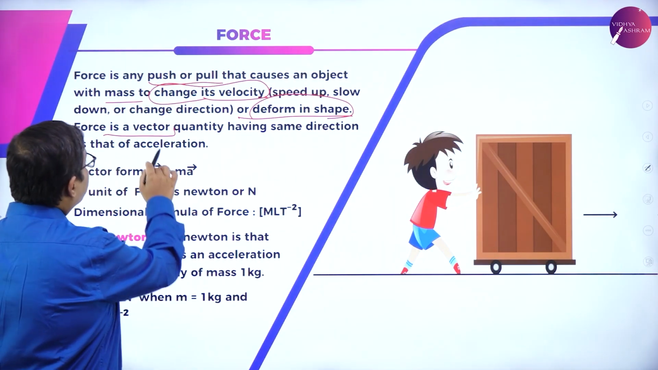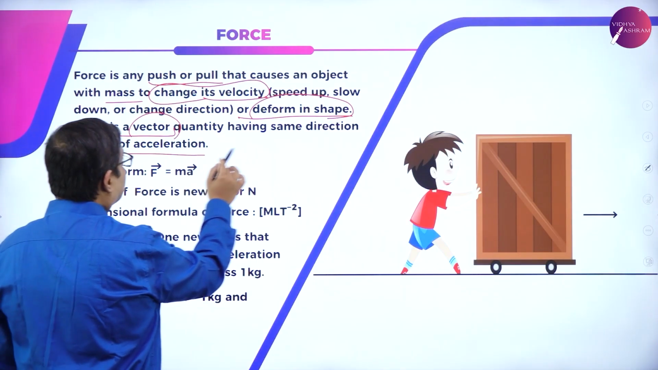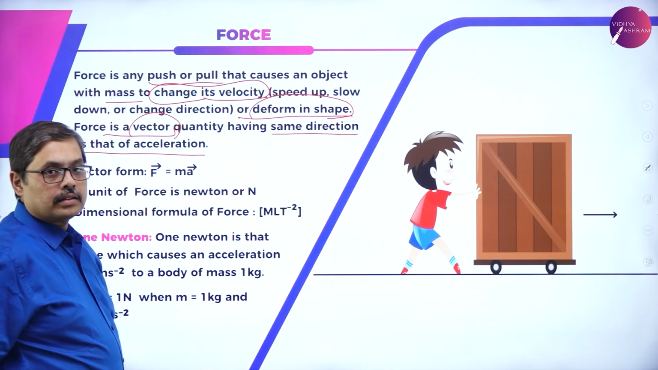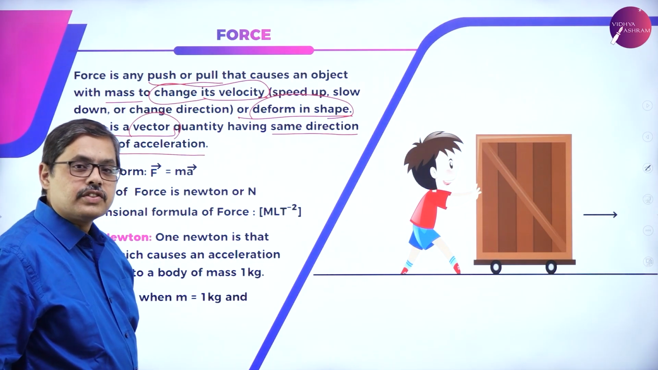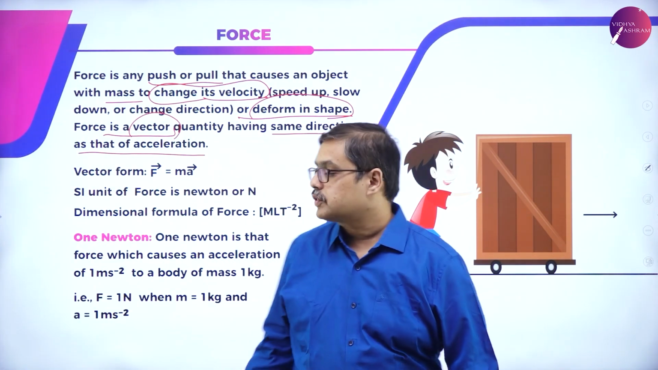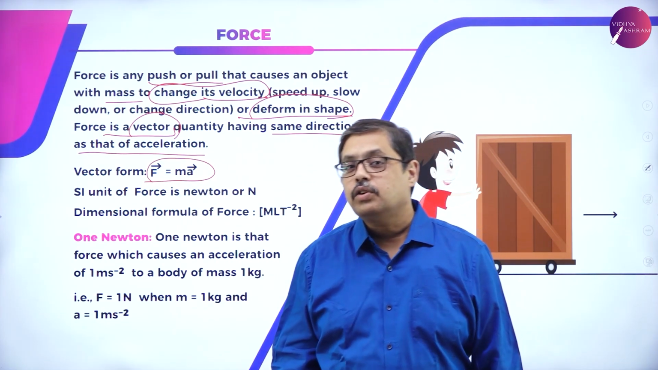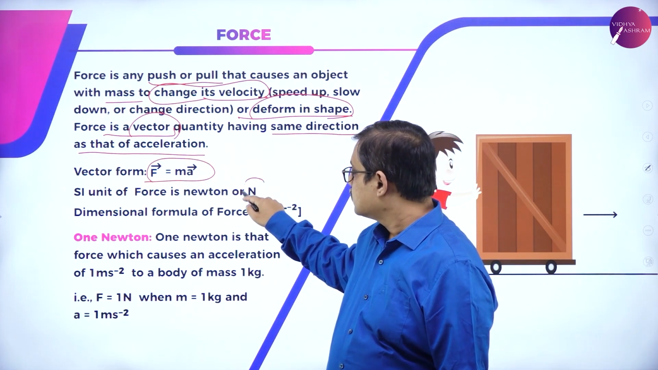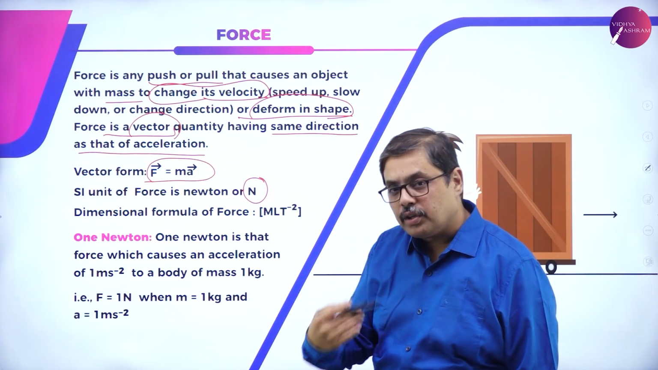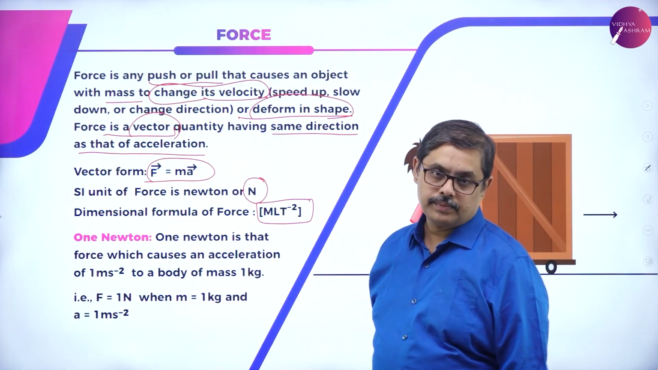Force is a vector. It has the same direction as that of acceleration. What is the vector form of force? Force is given by mass into acceleration. The SI unit of force is Newton. Dimensional formula for force is MLT to the power minus 2.